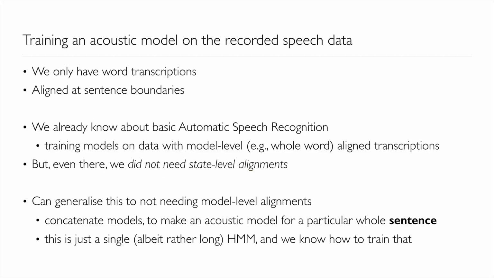And we can then generalize the idea of not needing state level alignments to not needing model or word level alignments. That's easy, in fact. We just take our subword models, say phone models, and we concatenate them together to get models of words. And then we concatenate word models to get a model of a sentence. We get a great big long HMM, and we know that the beginning of the HMM aligns with the beginning of the audio, and the end of the HMM aligns with the end of the audio. And training that big long HMM is no different to training a whole word model on segmented data.